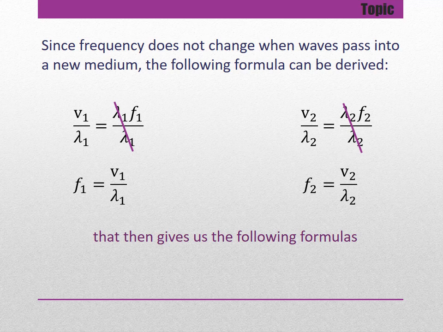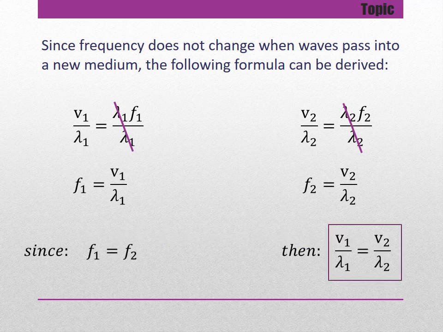And since frequency in the first medium also equals frequency in the second medium, we can conclude that velocity in the first medium divided by wavelength in the first medium will equal the velocity in the second medium divided by wavelength in the second medium.